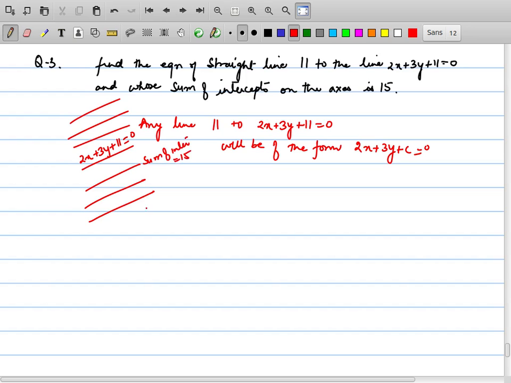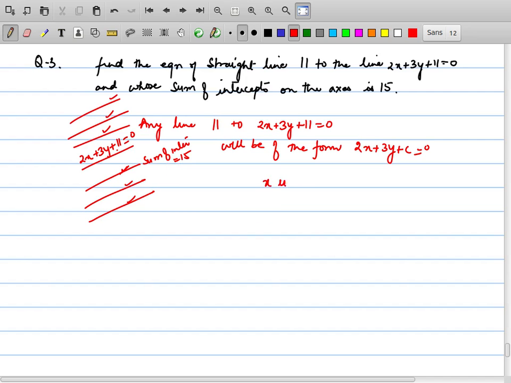So this actually is a case of family of lines. All these are family members of this line. Why? Because every line is parallel to this line. There is one condition which is common in all of them. All of them have the same slope. The only difference is the line that we are looking for should have the sum of intercepts as 15.